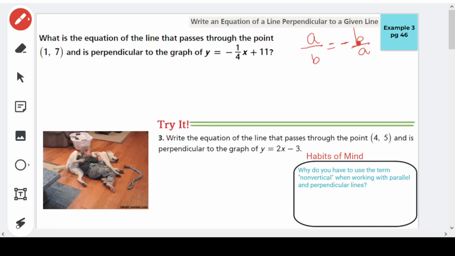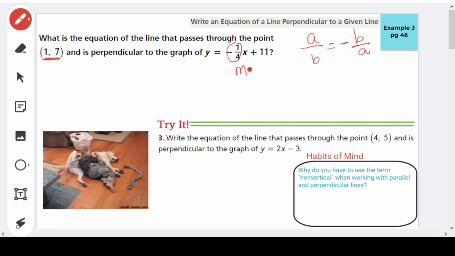All right. So the problem itself, it says, what is the equation of the line that passes through the point 1, 7 and is perpendicular to the graph of y equals yada, yada, yada. Okay. Now the only thing that we care about for perpendicularity is the slope. So we need to write the equation of a line that goes through this point and is perpendicular to this slope. So I actually start by finding the slope I need.